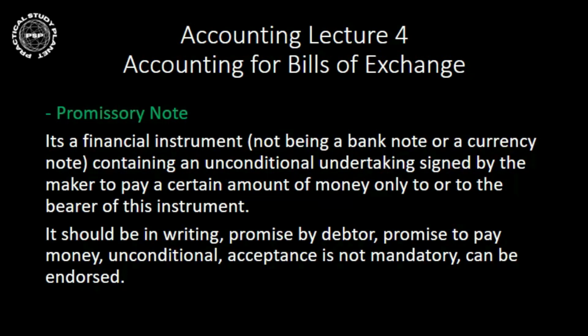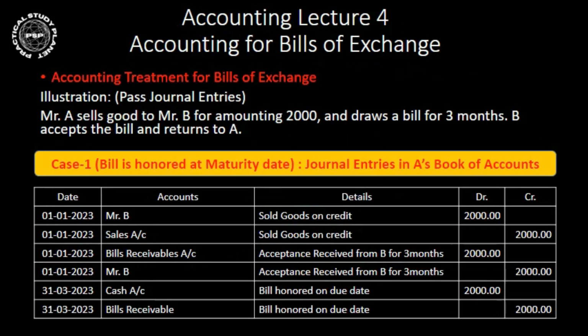Now we will study the accounting treatment for a bill of exchange. In one illustration, in different parts, we will explain it one by one. Mr. A sells goods to Mr. B amounting to 2000 and draws a bill for 3 months. B accepts the bill and returns it to A.